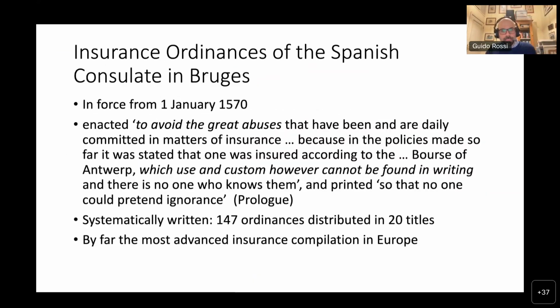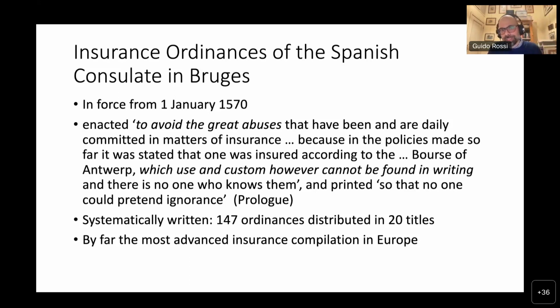Now, I'll skip a few details. These ordinances, by the time they were enacted, they came into force on the 1st of January 1570, they were by far the most advanced set of rules on insurance all around Europe. They definitely were extremely well written. I mean, for the 16th century, it really was impressive. It was 147 ordinances distributed in 20 titles.